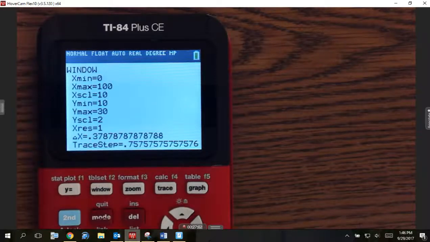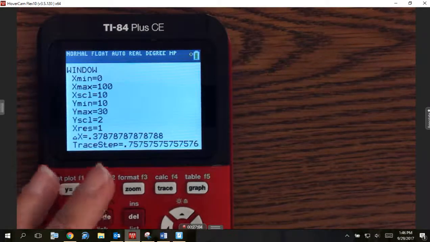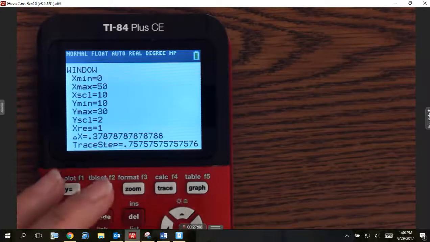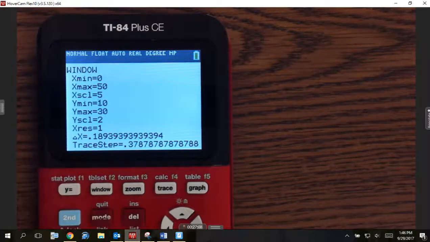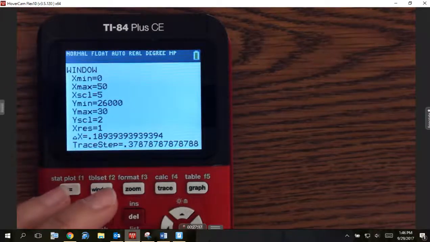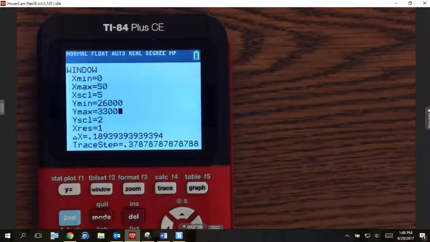So I'm looking at these numbers and I'm thinking my x's are going to go from 0 to 50, and my y's are going to go from 26,000 to 33,000. And I'll just count by 1,000. That's what I chose. You didn't have to choose the same thing. But once you have that, hit graph and try to decide what shape it is.